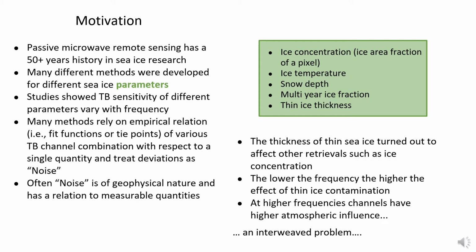Many methods rely on empirical relations such as fit functions or tie points of various brightness temperature channel combinations. Often this is done with respect to a single quantity, and any deviation is treated as noise. Also, this noise is often geophysical noise and has a relation to actual measurable quantities. The thickness of thin sea ice, for example, turned out to affect other retrievals such as ice concentration.